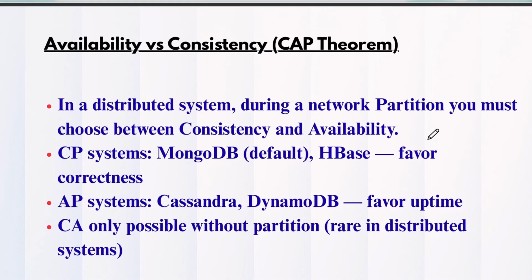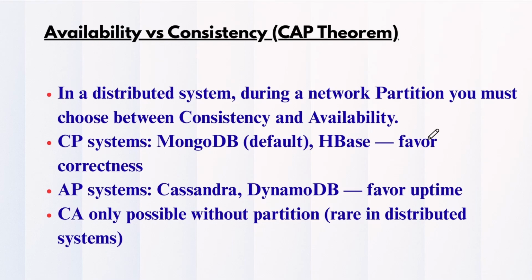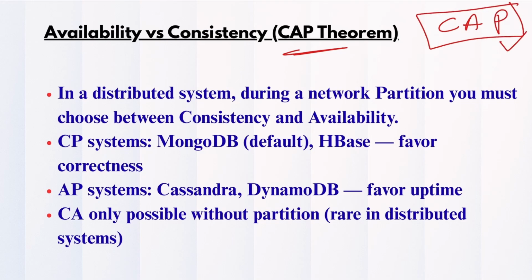The next section that we are going to discuss, section 3, is about availability versus consistency. This is also very important, and it is called CAP. So what is meant by CAP? We'll get to know in a while. C means consistency, A means availability, and what is meant by P? We will see that.